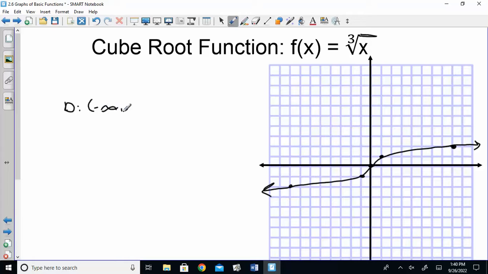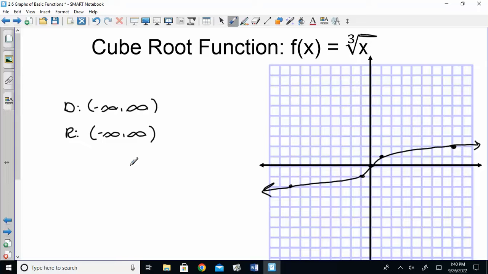Domain. Range. Is this increasing, decreasing, or constant? Increasing the whole time. Okay.